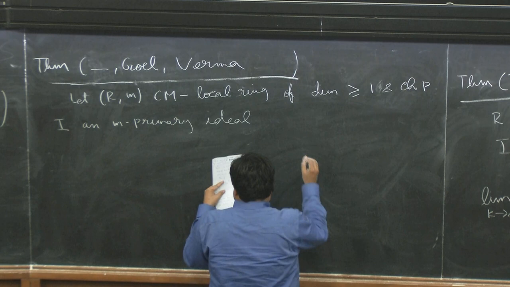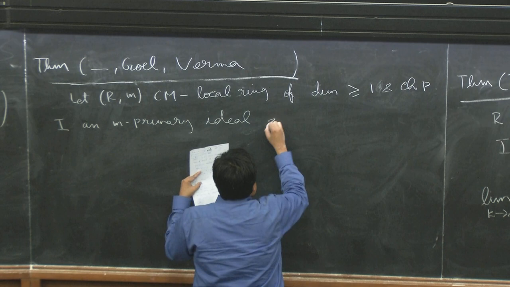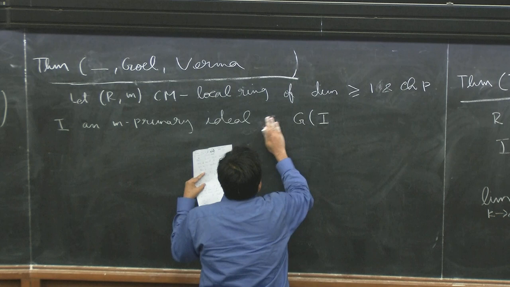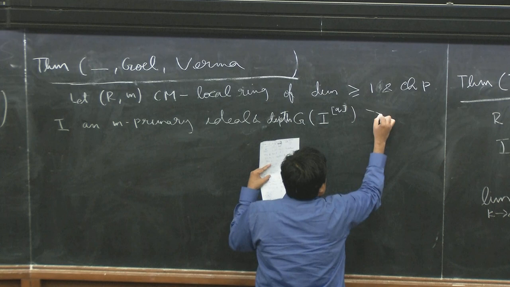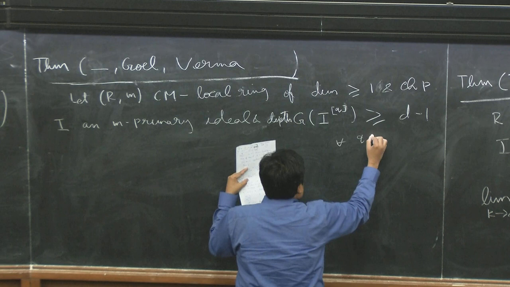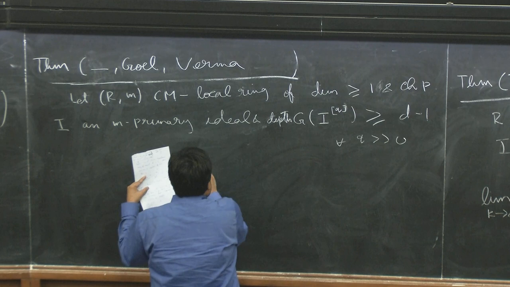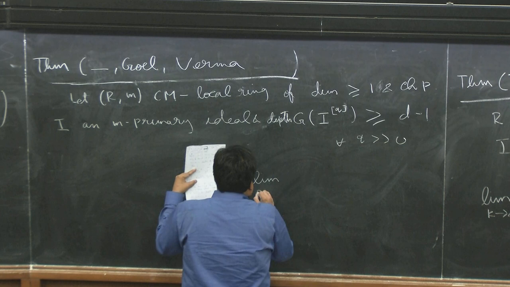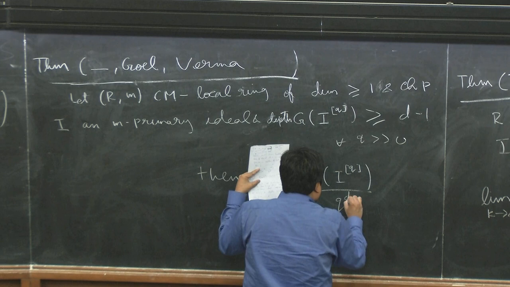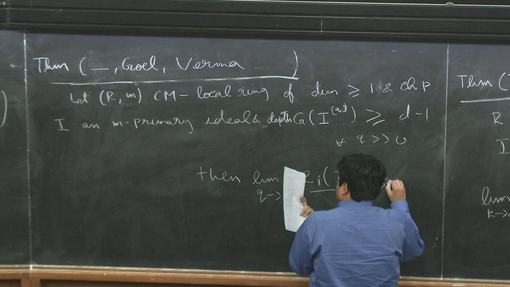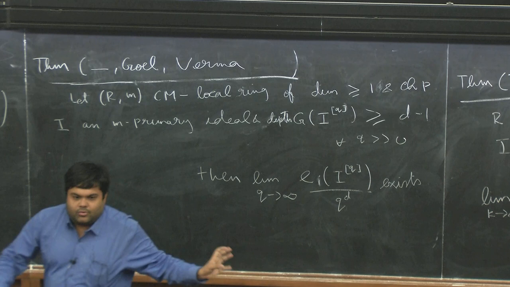Now suppose the depth of the associated graded object of I to the power q is greater than or equal to d minus 1 for all q large enough, then the limit as q goes to infinity of e of I to the power k over q to the power t exists. In fact, we give a closed expression for that.